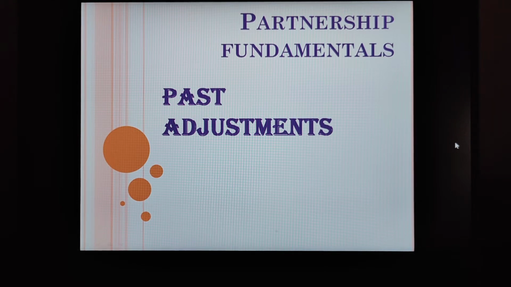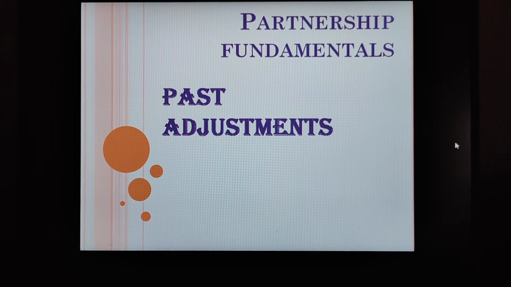However, an adjustment entry can also be passed in journal. So the entries are recorded for the errors made in the past. For that reason only they are called the past adjustment.